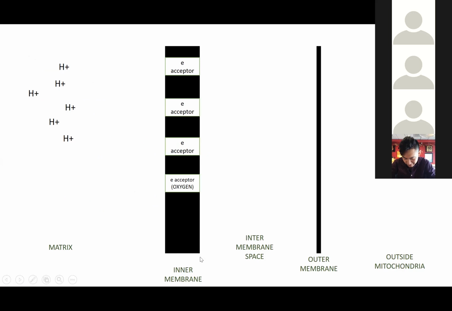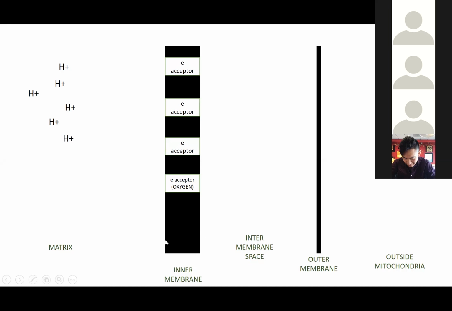This is the inner membrane, and you have a bunch of electron acceptors here, as you can see. These are different molecules that are going to accept electrons from our NADH and our FADH. And here the last one is oxygen. So now we are using oxygen in respiration towards the end. We don't use it in glycolysis or Krebs cycle, but we use it in the electron transport chain.